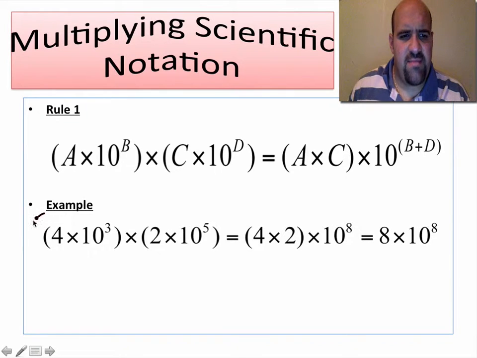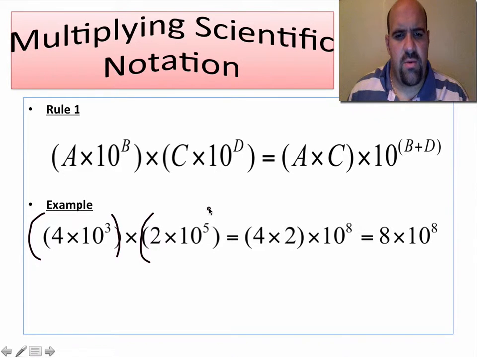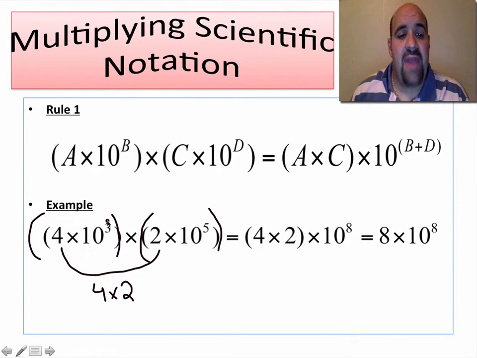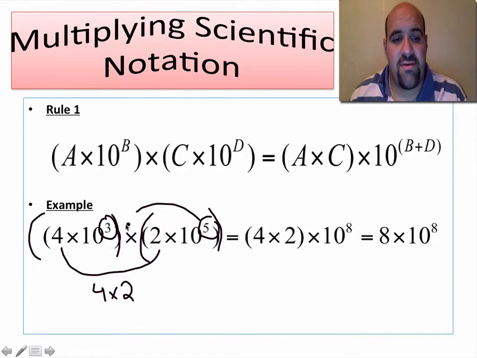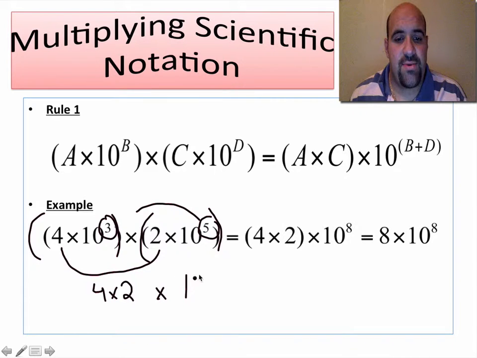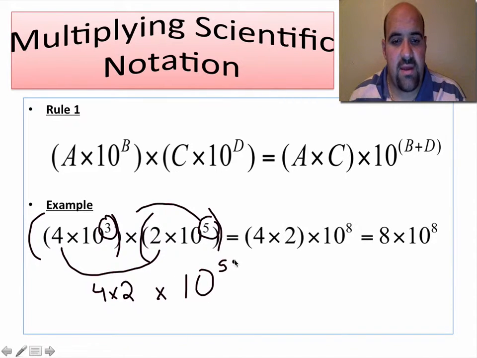Let's say you had this number multiplied by this number right here. Well, what do we have to do? The rule is when you're multiplying two numbers in scientific notation, you're going to multiply the leading numbers. You're going to multiply the 4 times 2. And you're going to take these exponents and add them together. 3 plus 5 equals 8. So this is kind of what we did over here: 4 times 2 and times 10 to the 5 plus 3.